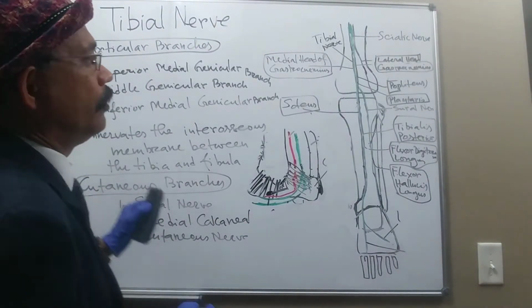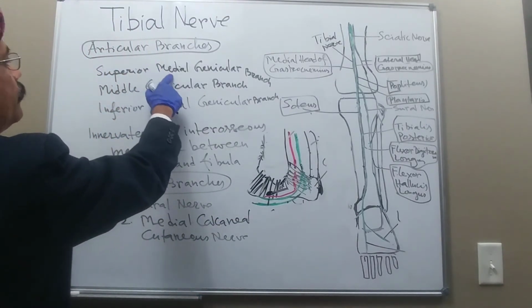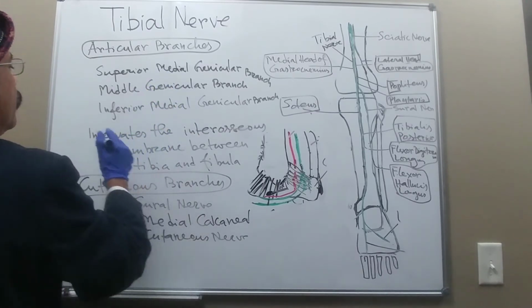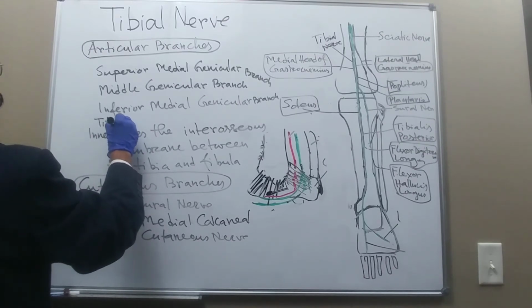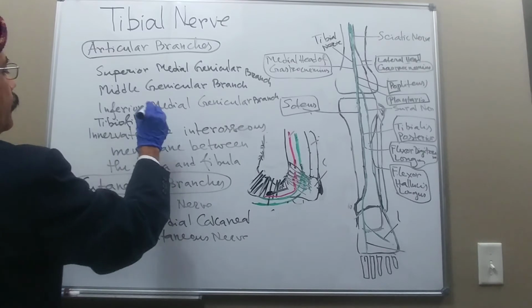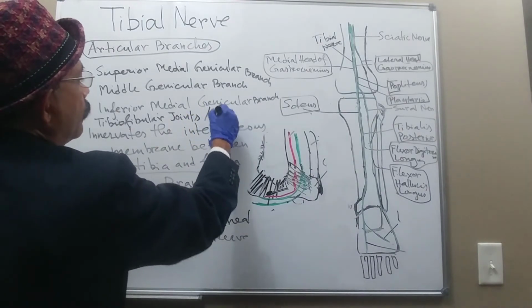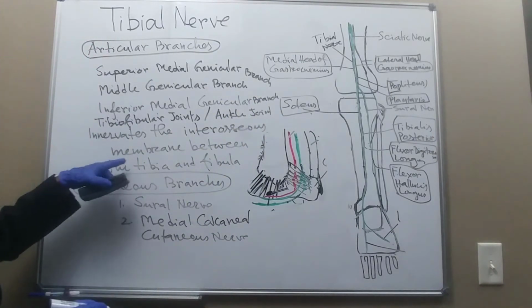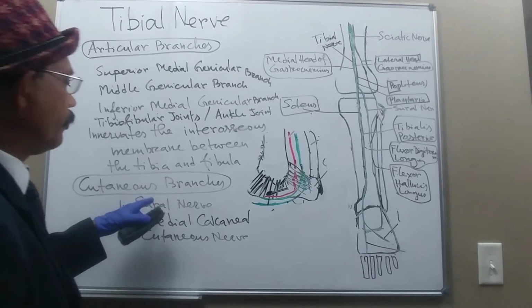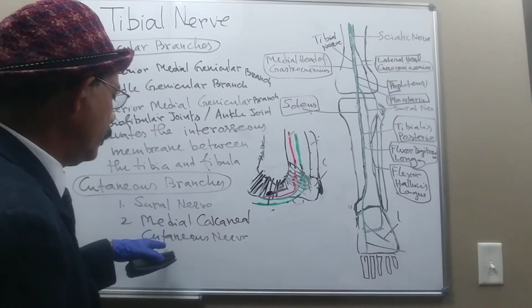We got articular branches, we got muscular branches. So we have these articular branches: superior medial genicular, inferior medial genicular. Also it innervates the superior and inferior tibiofibular joints, plus it also innervates the ankle joint. Plus it innervates the interosseous membrane. Cutaneous branches: sural nerve and medial calcaneal branch of the tibial nerve. That is cutaneous.